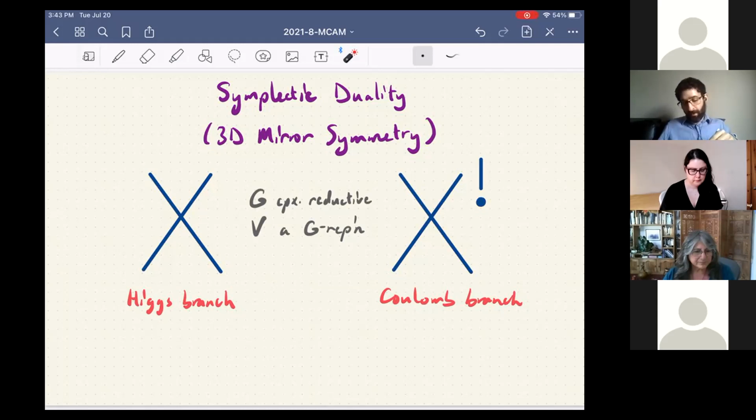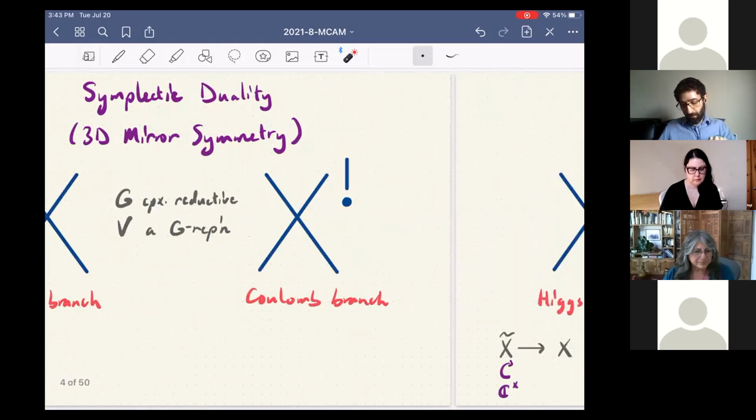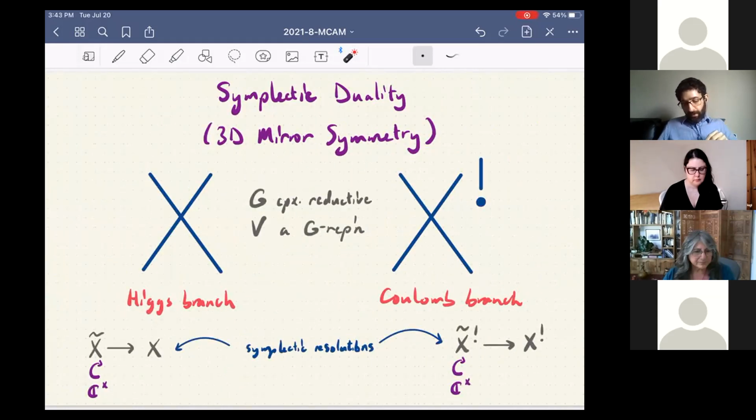I said that this is a duality of symplectic varieties, but one can really think of the basic ingredients here as being a complex reductive group G and some finite dimensional representation of that group. So the data here, my Higgs branch X and my Coulomb branch X mark, are symplectic varieties, which are possibly singular, and which admit symplectic resolutions. I'll call them X tilde and X mark tilde. And we want these symplectic resolutions to carry actions of C star.